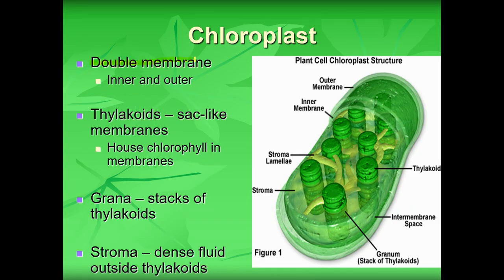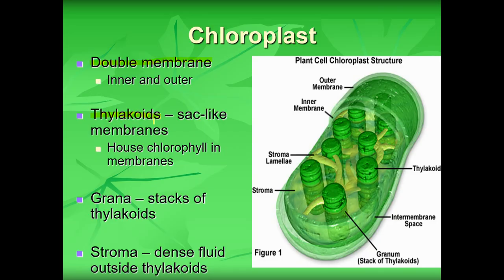We do have a double membrane. This also supports that endosymbiotic theory, like the mitochondria does. So we have the outer membrane and the inner membrane. Now this time, instead of having the foldings of the cristae like you saw in your mitochondria, this time we see these little stacks. What I like to call them is stacks of pancakes, because that's what they look like to me.